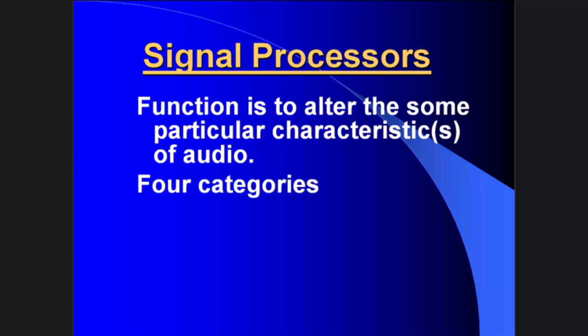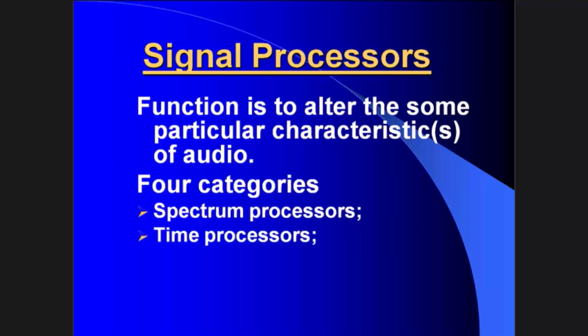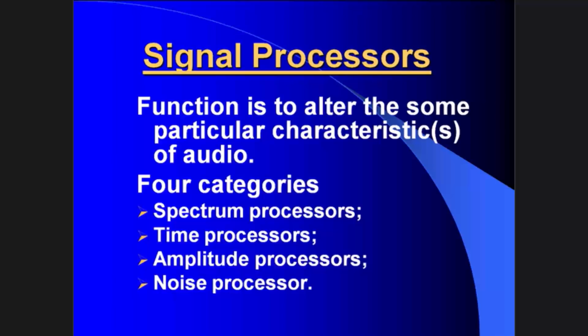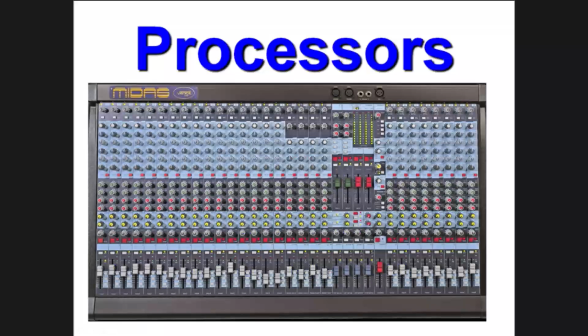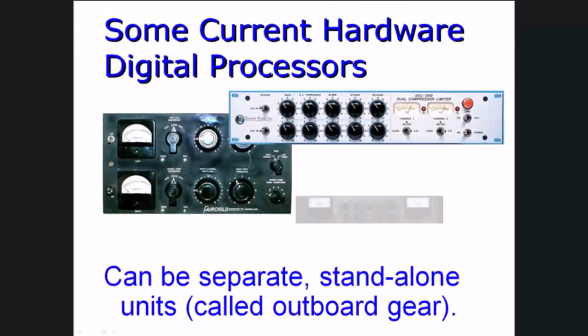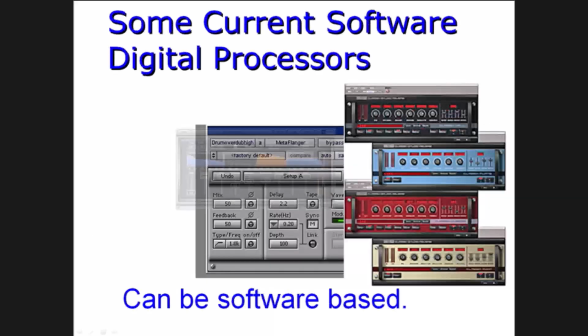There are four categories of signal processors: spectrum processors, time processors, and amplitude processors. We'll consider the first three. Processors can be contained within another piece of equipment, such as a console, or they can be separate standalone units called outboard gear. Processors can even be software-based.